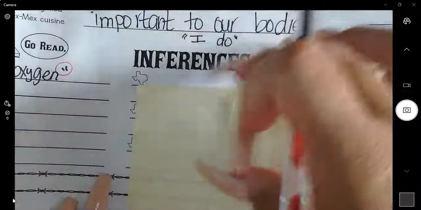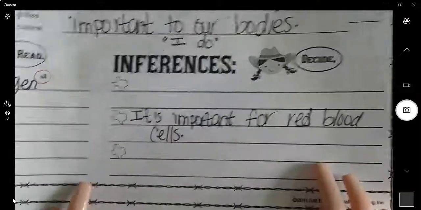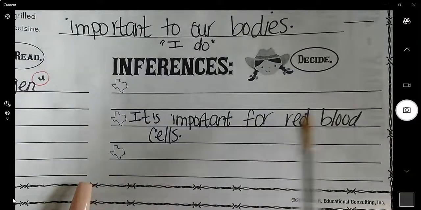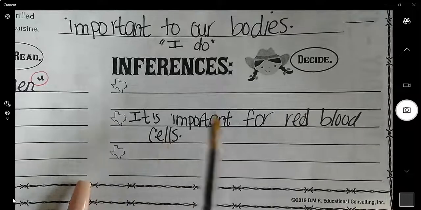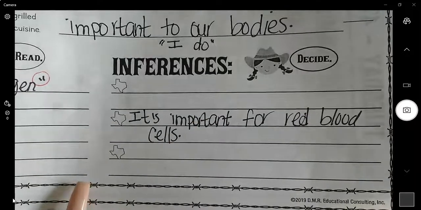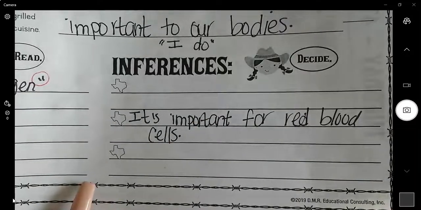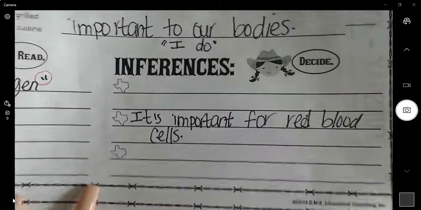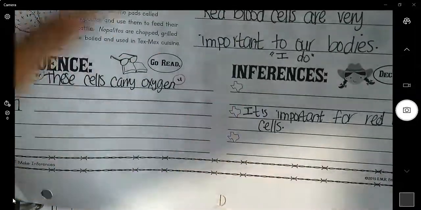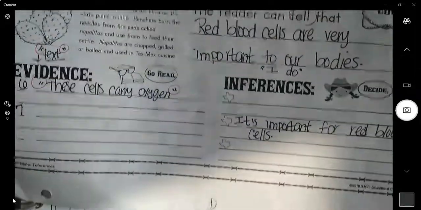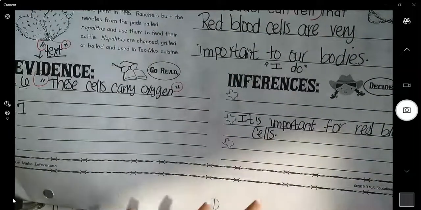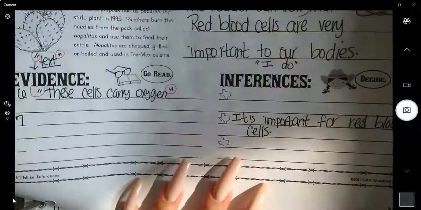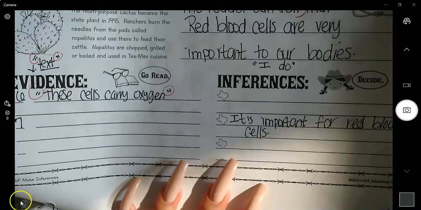On this side, I'm going to give you the opposite. I'm going to tell you it's important for red blood cells. So it is your job to tell me what's important for red blood cells. What is important for red blood cells? So let me zoom out. And remember, if you're watching this by yourself, you can always just press pause or come back. Even if you're watching this live, this is going to be available for you to view at a different time.